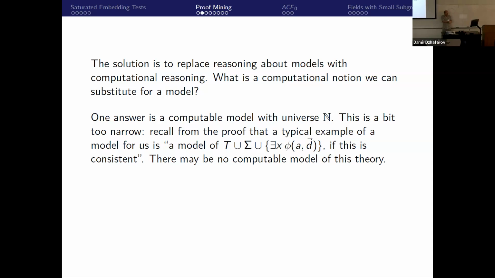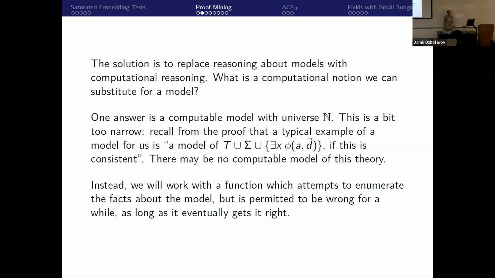So you could say, what is a computable model? Well, it's a model whose universe is the natural numbers, and you have an algorithm that tells you what facts are true about it, or maybe what quantifier-free facts are true about it. And this is a bit too narrow. For example, the completeness theorem doesn't hold for this. Our basic example is that we're given a set of sentences that's consistent and we'd like a model, and there are sets of sentences that have no computable model.